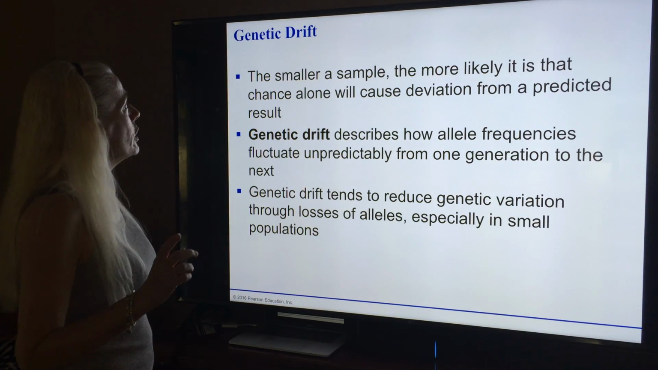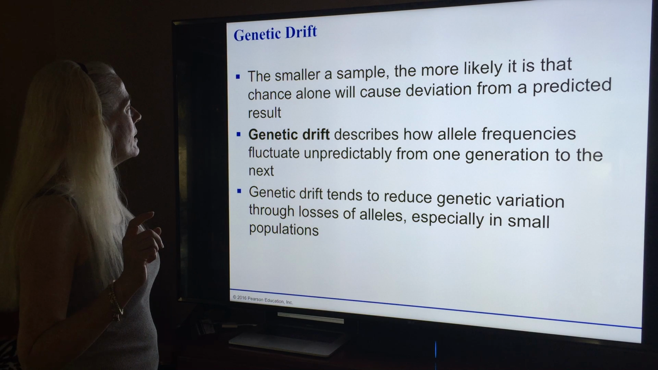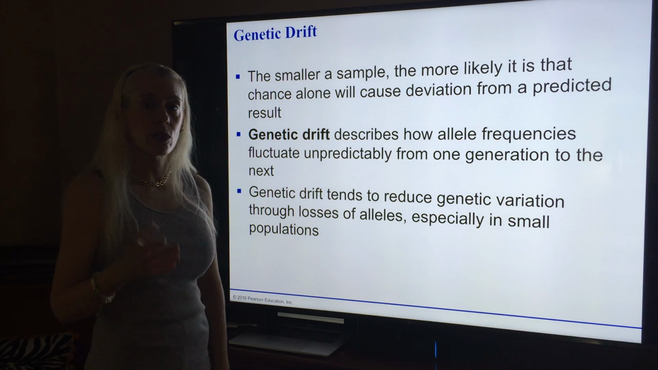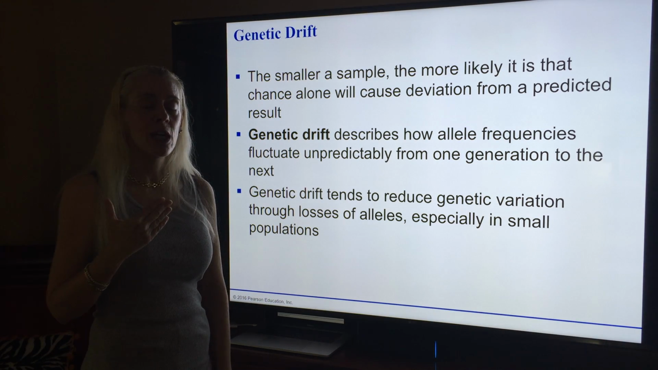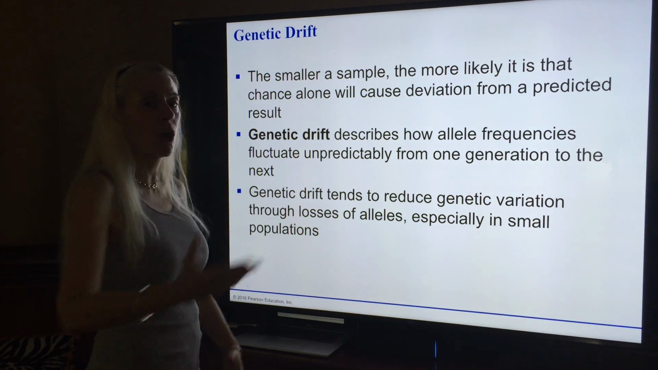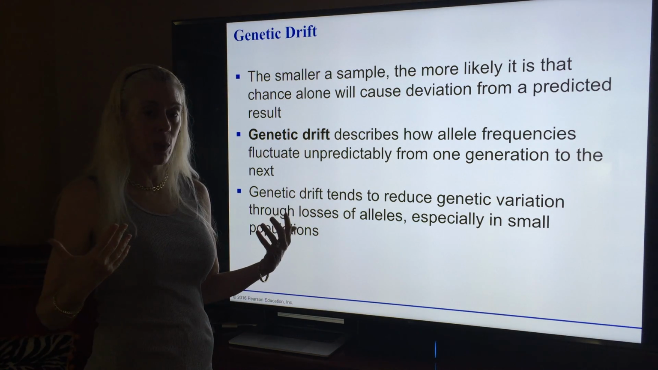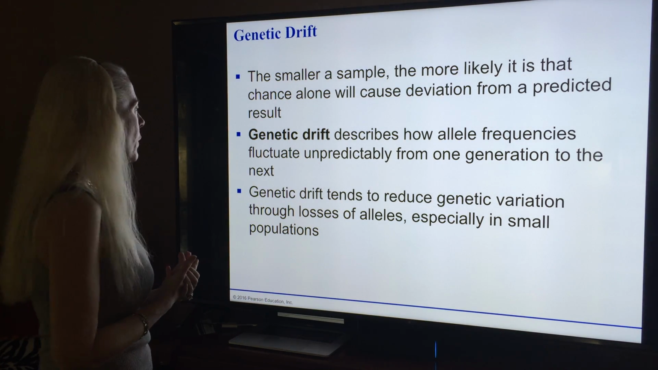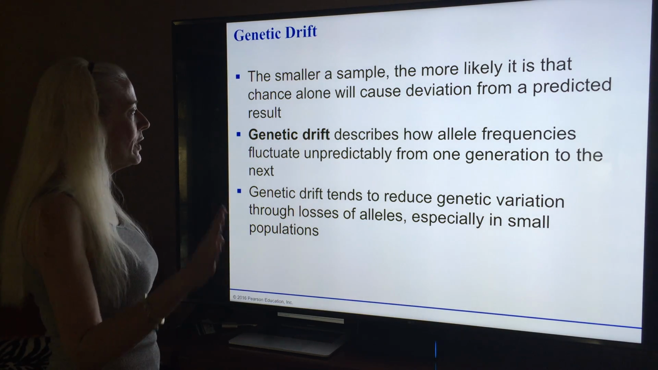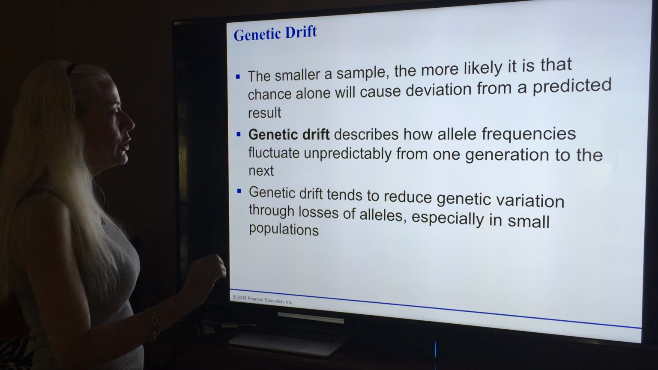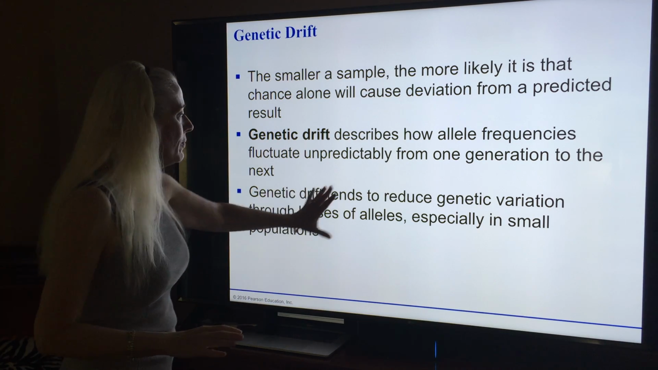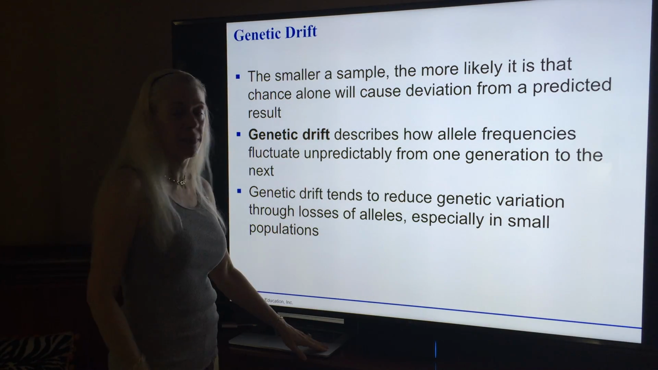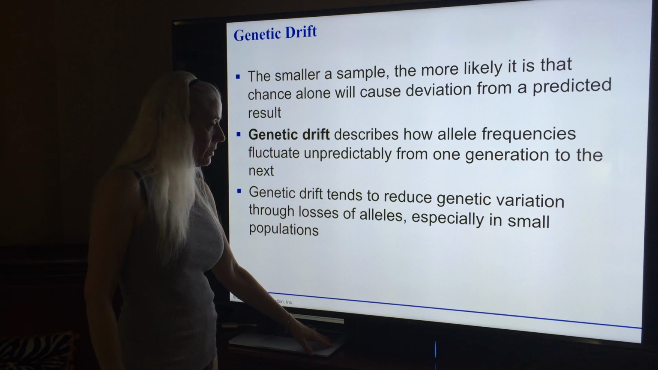Okay. Then you have genetic drift. The smaller a sample, the more likely it is that chance alone will cause deviation from predicted results. Oh, we're starting talking about chance. Oh no, do we have to do stuff? Could they do stuff with this and then go in and start asking you questions about chi-square? Yes, they could. So genetic drift describes how allele frequencies fluctuate unpredictably from one generation to the next. Genetic drift tends to reduce genetic variation, okay, especially in small populations. So we'll go through that kind of descriptor.